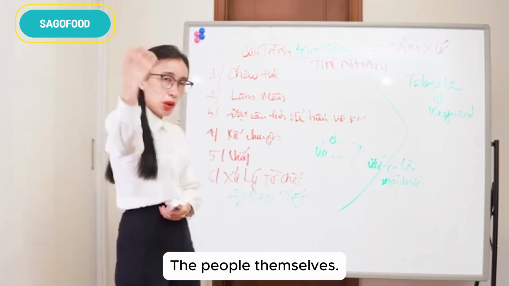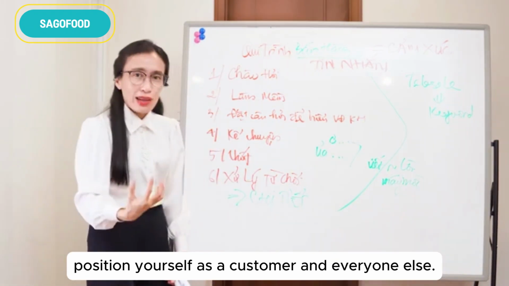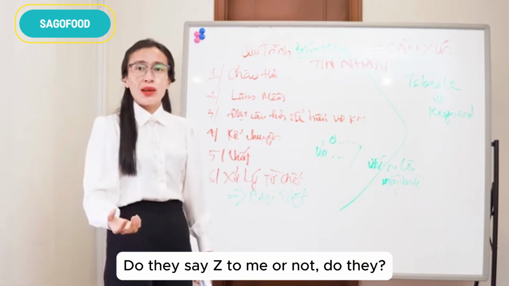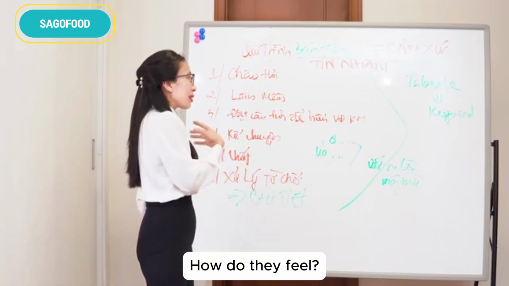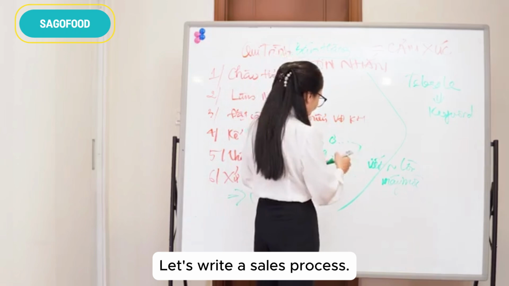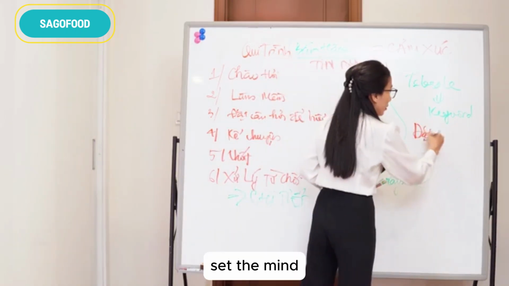The people themselves, when writing a process, position yourself as a customer. Say that. Do their customers have an inventory? Do they say Z to me or not? How do they feel? Let's write a sales process. Put your mind to it. Set the mind.